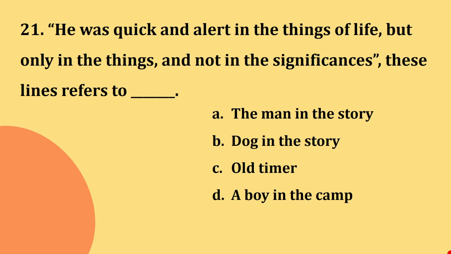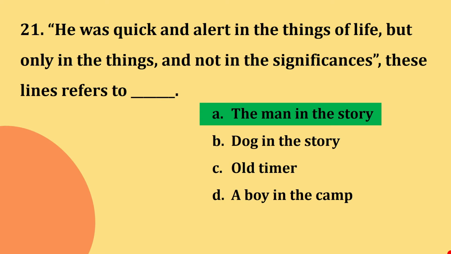21. He was quick and alert in the things of life, but only in the things and not in the significances. What do these lines refer to? A. The man in the story, B. Dog in the story, C. Old timer, and D. A boy in the camp. And the correct option is the man in the story. It is the practical remark about that man.